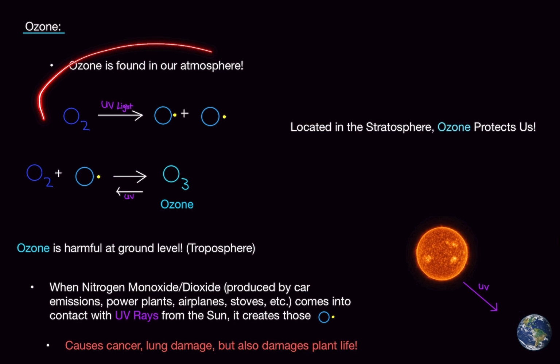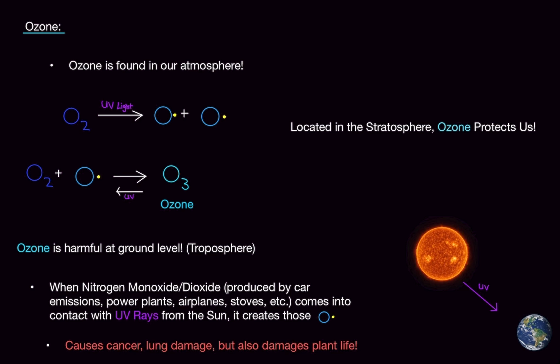Now, this reaction is happening in the stratosphere. In the troposphere, where we're located at ground level, ozone is harmful. Let me explain why. Well, when nitrogen monoxide or nitrogen dioxide, which is produced by car emissions, power plants, airplane stoves, all that kind of bad stuff, comes into contact with UV rays, it actually creates oxygen radicals.